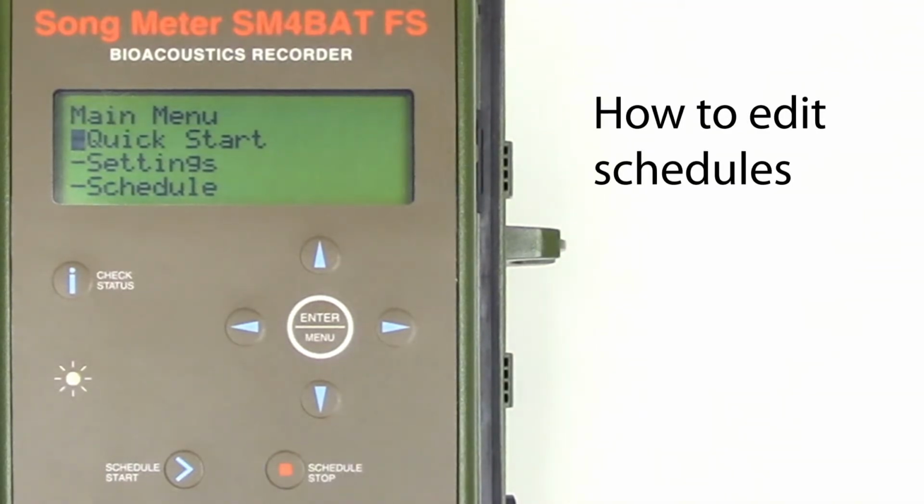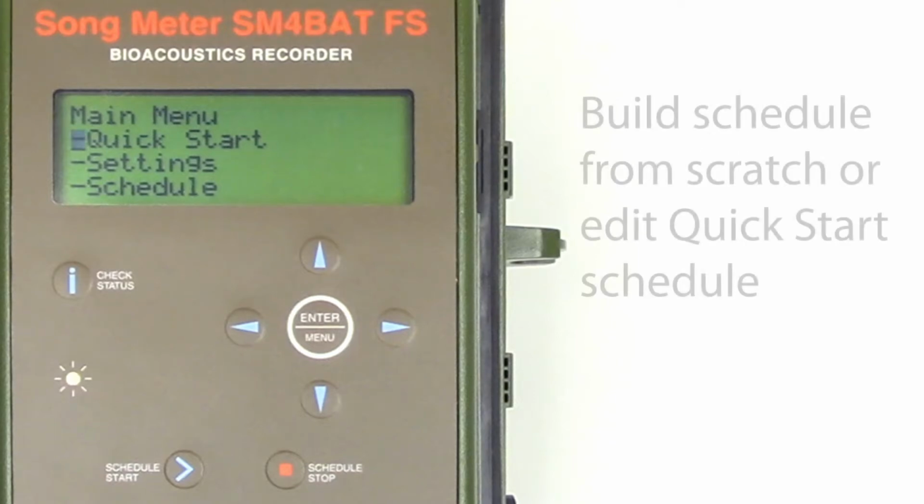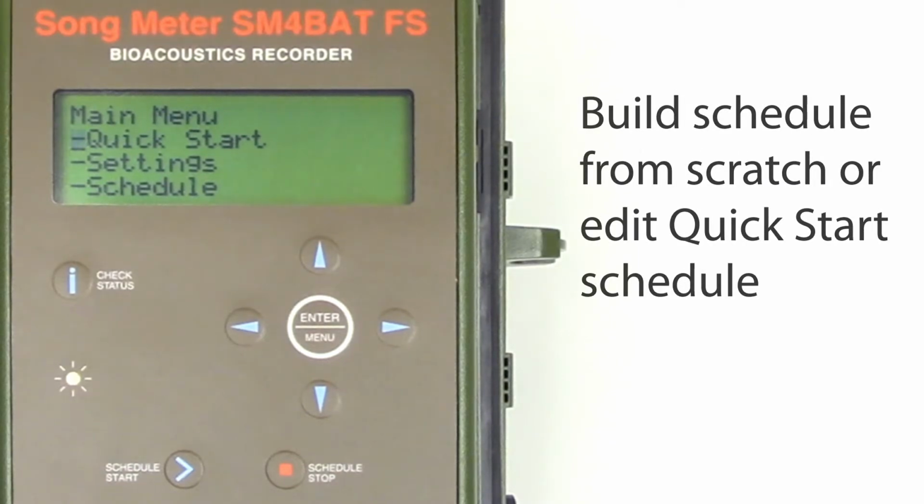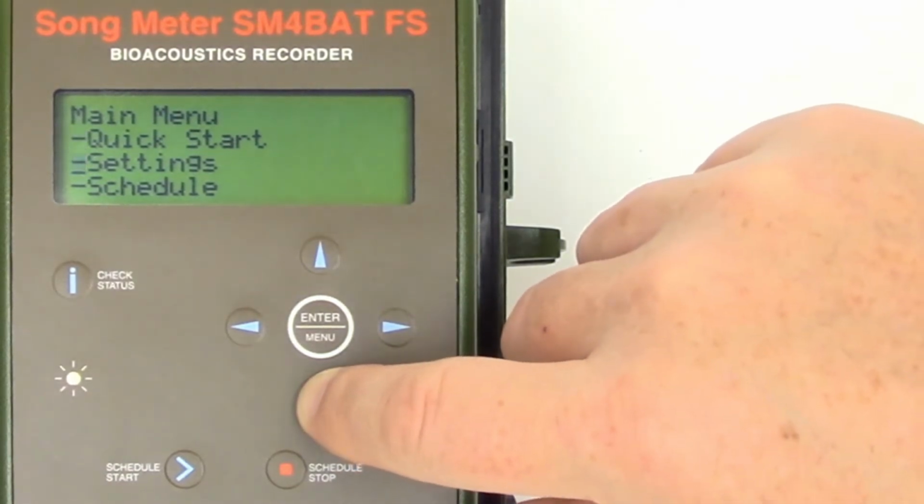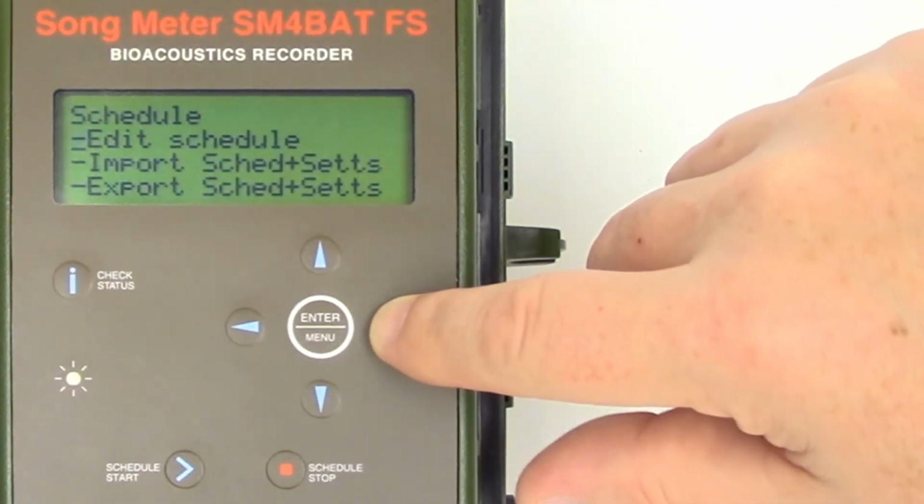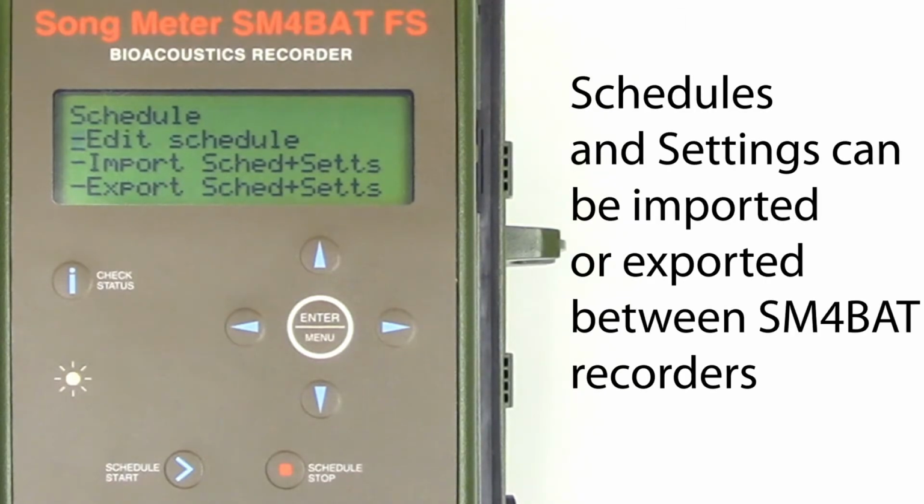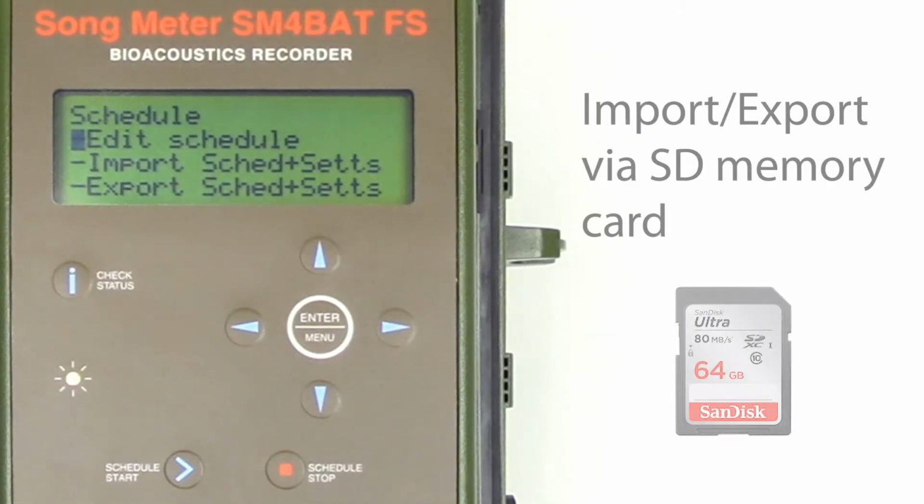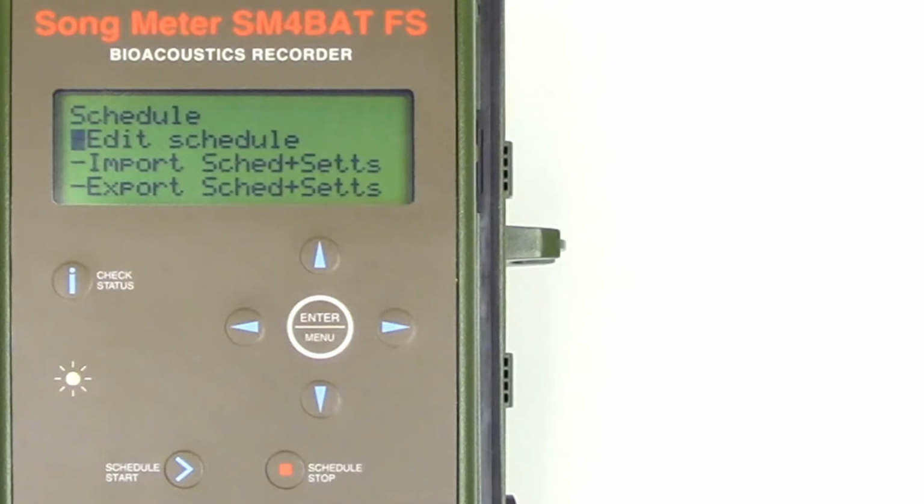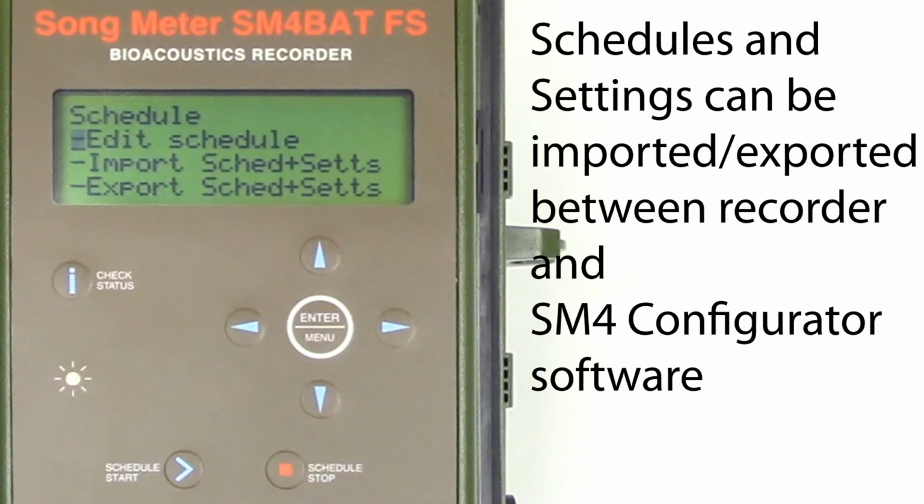Now let's take a look at how to edit the schedule. We'll use the currently selected Sunset to Sunrise Quick Start schedule as the starting point. I'll scroll down the main menu to the Schedule Settings and press the right arrow button to view the schedule options. We see options to import or export schedules and settings between different Song Meter recorders. Importing and exporting is done via an SD memory card. This is also how you would import and export a schedule and settings to and from the SM4 Configurator software.